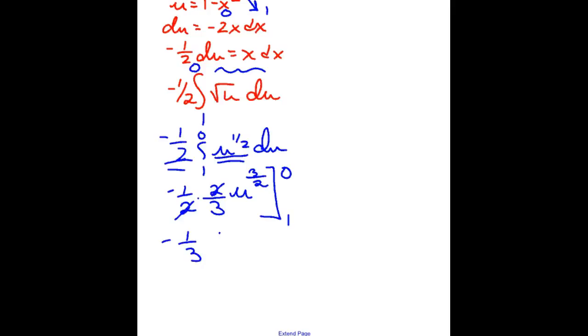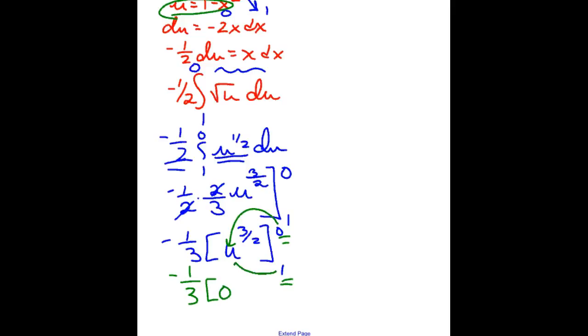is have a negative 1/3, and as long as I change the limits, I don't have to back substitute my u choice back in because my limits are for u. So as long as you change those limits, you can just dump it in right here and get the answer of 1/3.